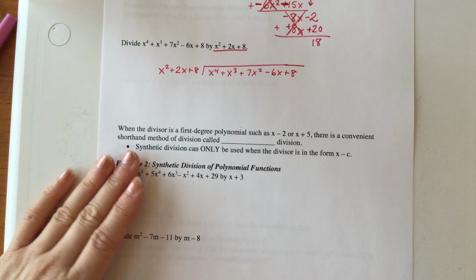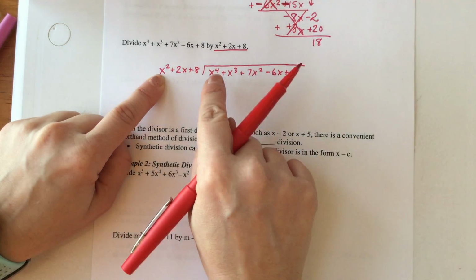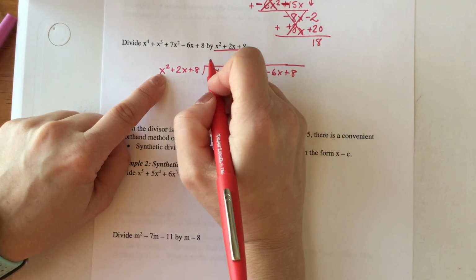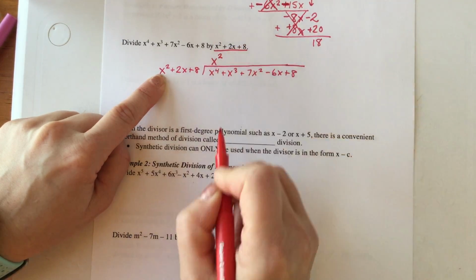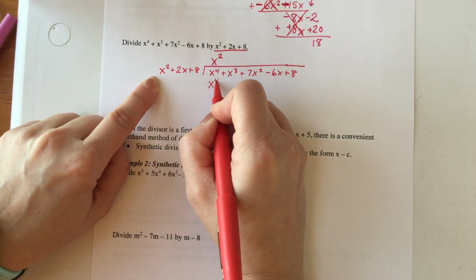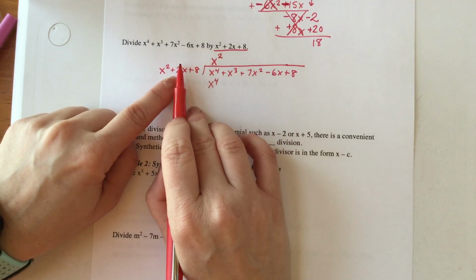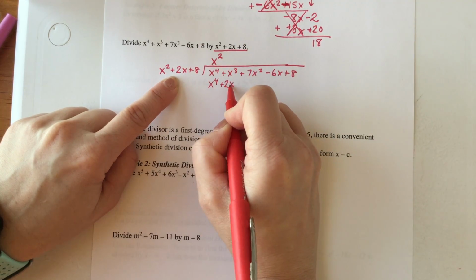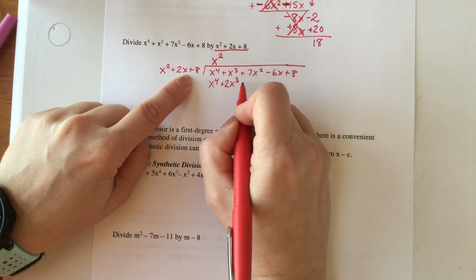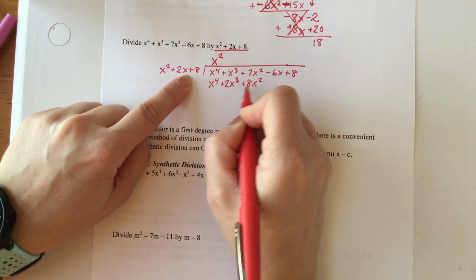Step 1, I need the first term on the outside to become the first term on the inside. To turn x squared into x to the power of 4, you need 2 more x's. Now, x squared times x squared is x to the power of 4. X squared times 2x is 2x cubed. Now it also has to go to the third term. X squared times 8 is 8x squared.